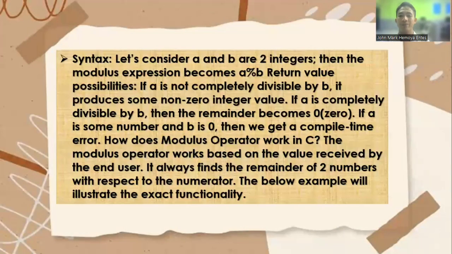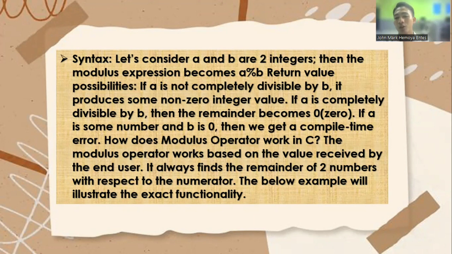Like for example, let's consider A and B are two integers. Then the modulus expression becomes A % B and returns value possibilities. If A is not completely divisible by B, it produces some non-zero integer value. If A is completely divisible by B, then the remainder becomes 0. If A is some number and B is 0, then we get a compile time error.